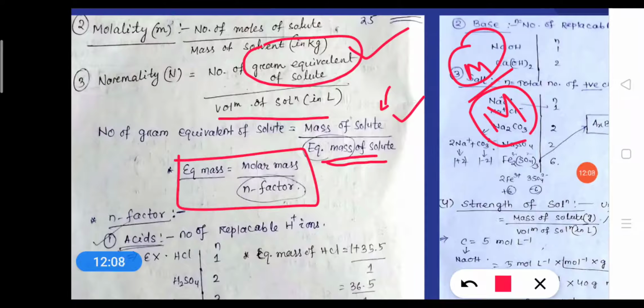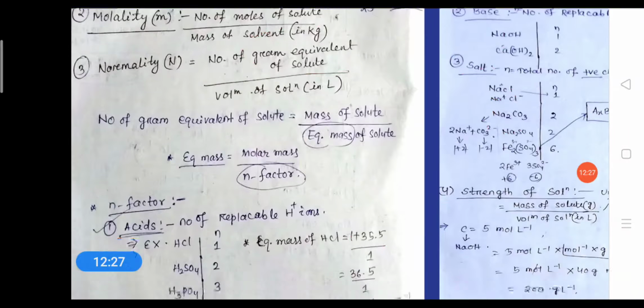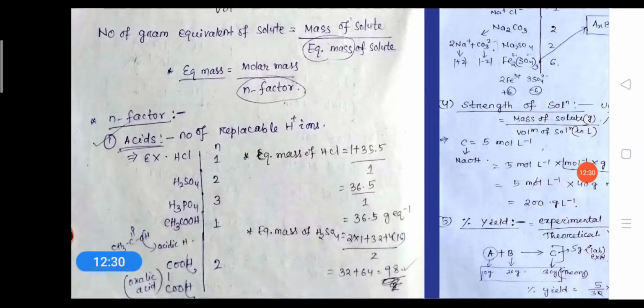What is n factor? Its value is different for different types of substances. In case of acids its value is different, in case of bases its value is different, and in case of salts n factor is different. Then what is n factor? In detail I have described here. N factor in case of acids is the number of replaceable H plus ions.